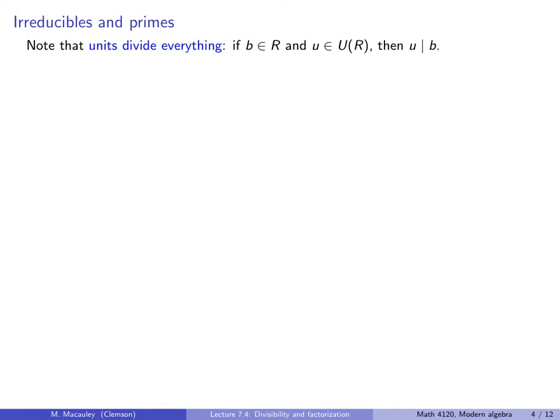One quick observation to note is that units divide everything. In other words, if B is in R and U is a unit, then U divides B. And let's see why that is quickly. Well, B we can write as U times something else. Well, what's that something else? Well, it's U inverse, which exists because U is a unit, times B. So that means that U divides B, or equivalently, B is a multiple of U.